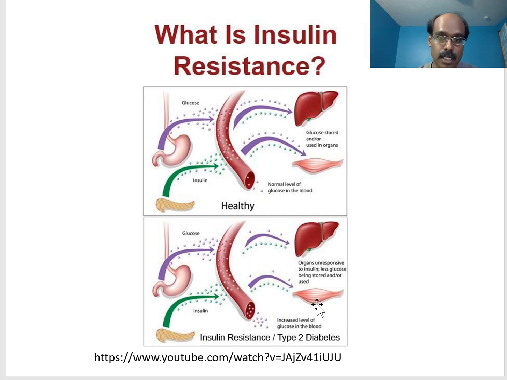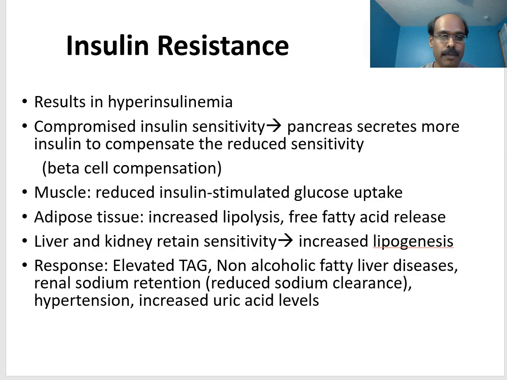That is called insulin resistance, and that happens in type 2 diabetes. To give you more explanation of insulin resistance, this happens when someone has hyperinsulinemia. That means you have high levels of insulin in the circulation, and despite having high levels of insulin, the muscle and adipose tissue are not responding to it, and that is called insulin resistance.